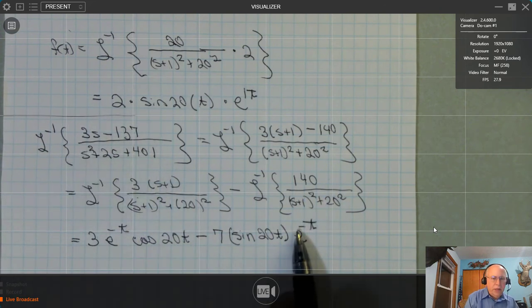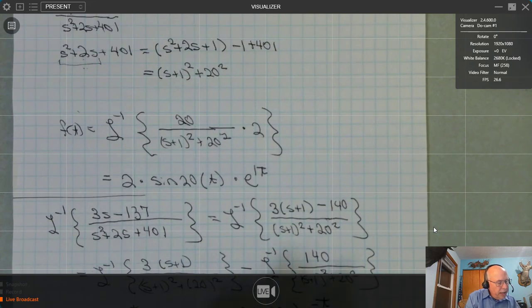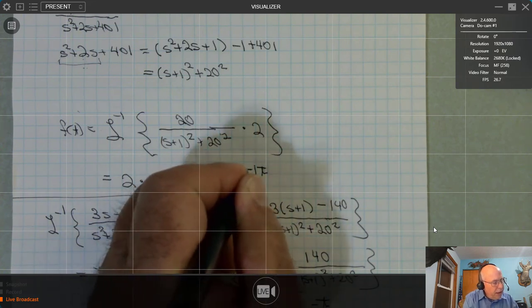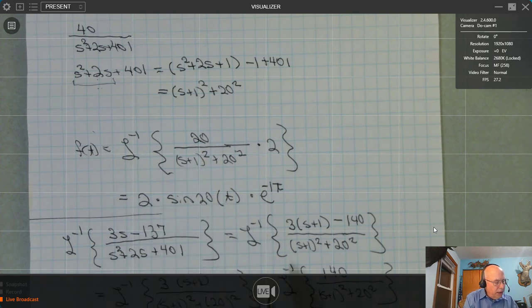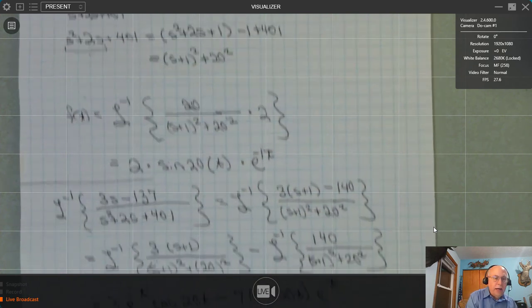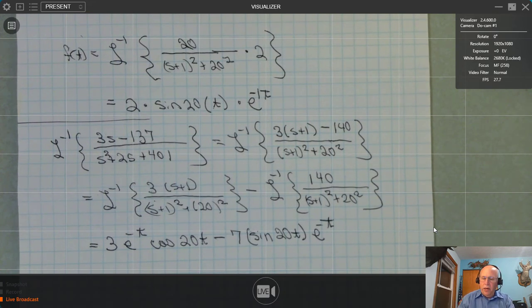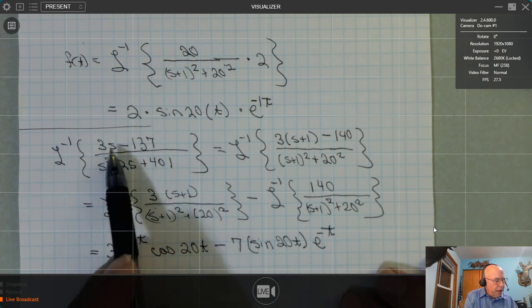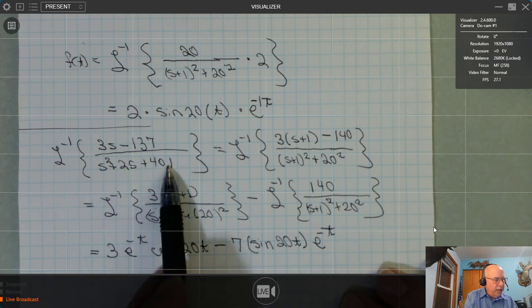And I just noticed something before we leave this. Did you catch it? This I wrote as a +1. It really should be a minus, because that's s minus a minus 1. So that needs a negative sign on it. Otherwise, it's good. And there is the way to find inverse transforms of fractions, proper fractions, when the denominator is quadratic and it does not factor.